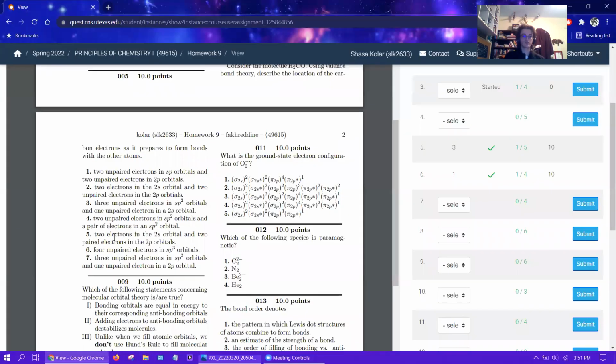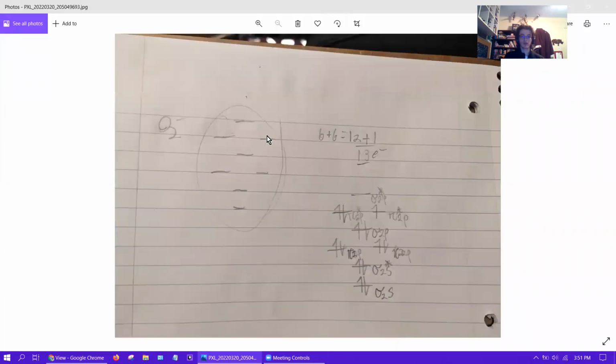It's our O2 minus. So we're doing this problem right here, right now: the ground state electron configuration of O2 minus. So this is kind of our tree. We have our sigma 2s and sigma 2s anti-bonding. So this is bonding, anti-bonding. These are bonding, and these are anti-bonding. Then these are pi's, sigma, pi's, sigma anti-bonding, and these are all p.